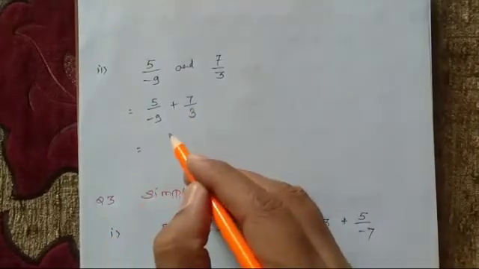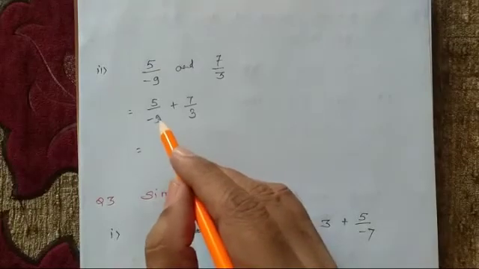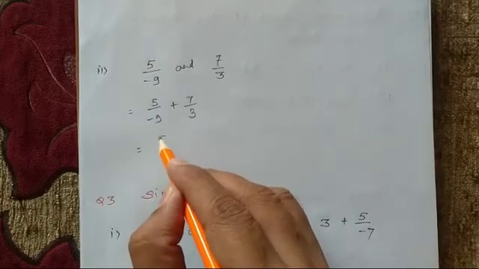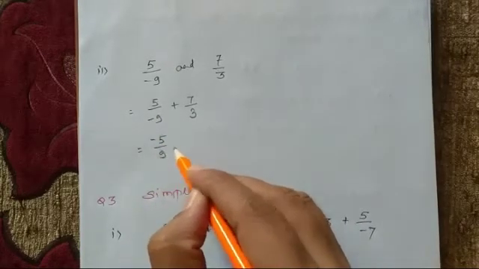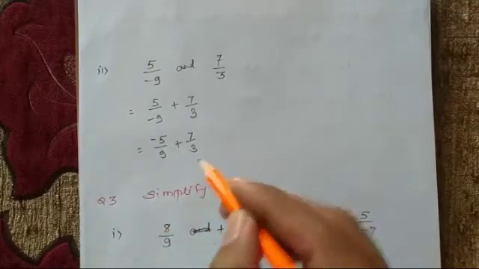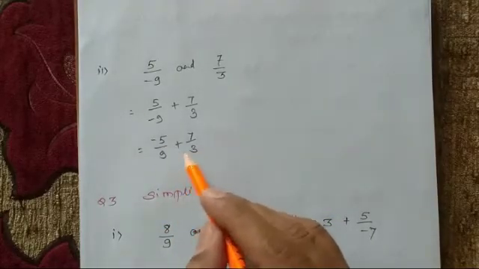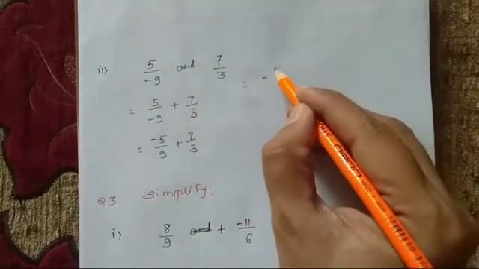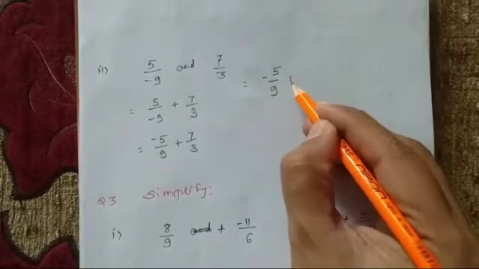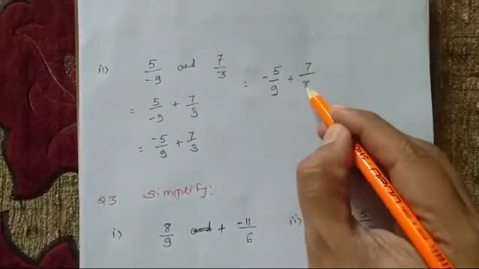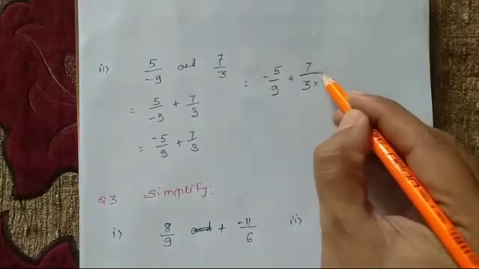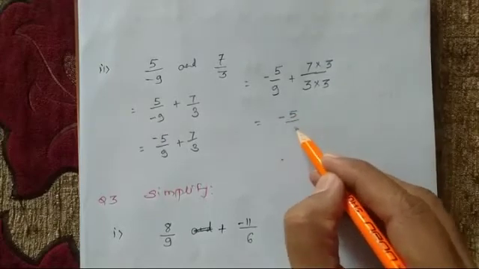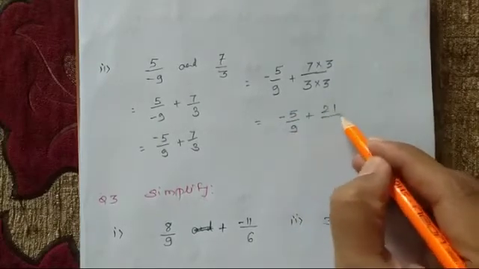Before operating the rational numbers we have to note that the rational numbers must be in standard form. So here 5 upon minus 9 is not in the standard form, so we can write it as minus 5 upon 9 plus 7 upon 3. Now we can either take cross products or convert them into like fractions. The LCM of 9 and 3 is 9. So let's make the denominator 9. So minus 5 upon 9 plus, to convert 3 into 9 we have to multiply it by 3. So let's multiply numerator as well as denominator by 3. So it will be minus 5 upon 9 plus 21 upon 9.